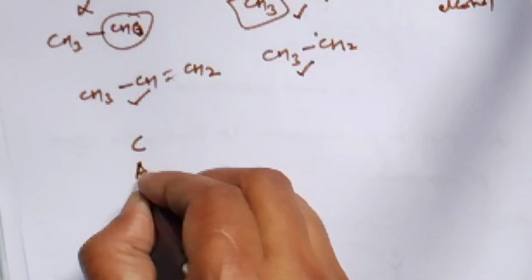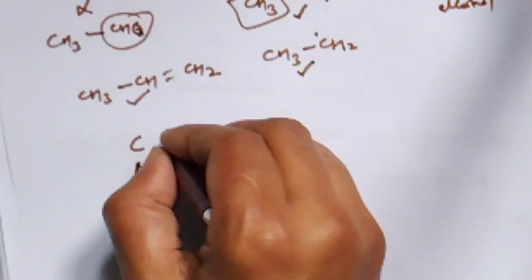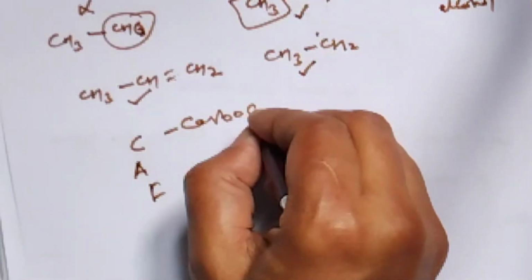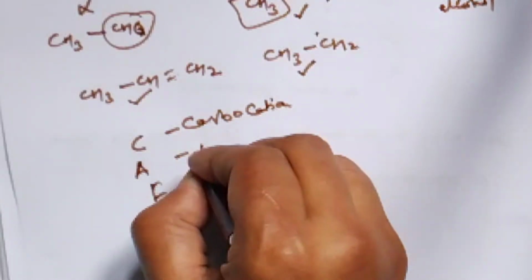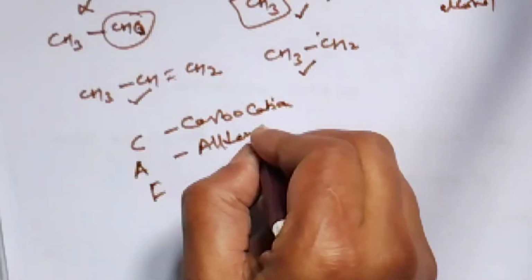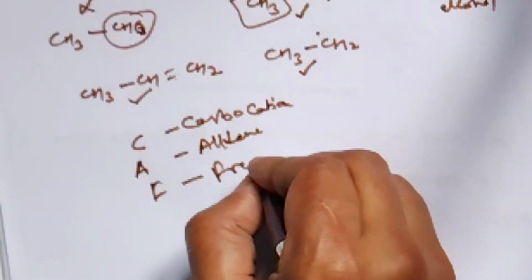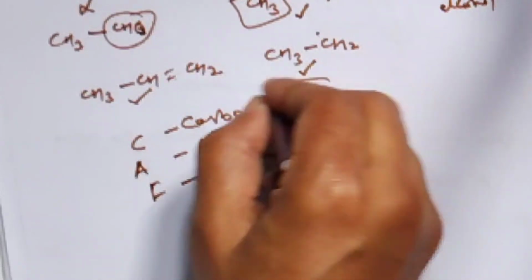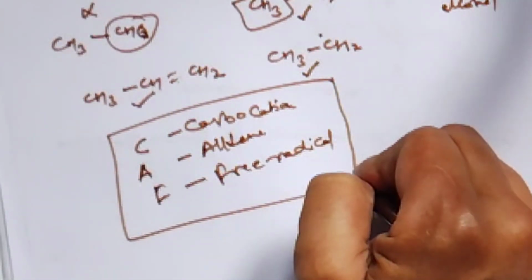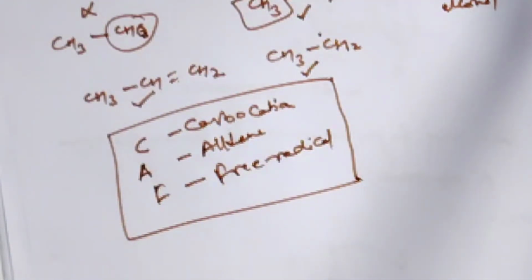Hyperconjugation is possible in these three types of compounds: carbocation, alkene, free radical. The number of no bond resonance structures is equal to the number of alpha hydrogens.